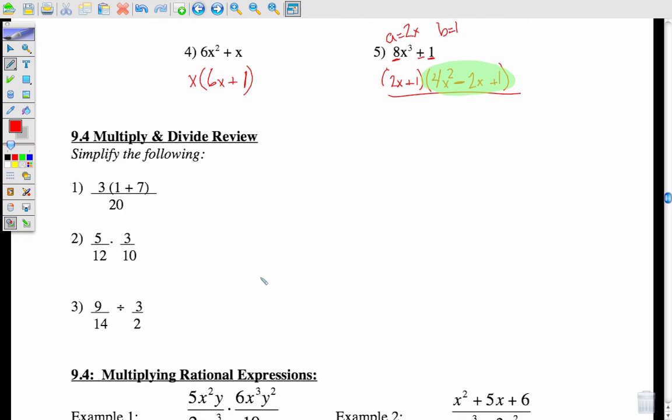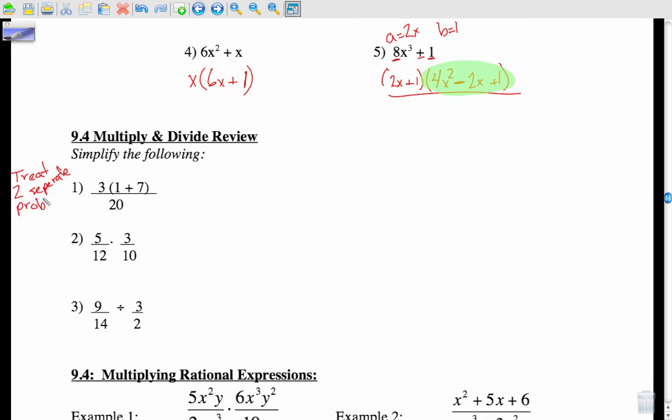Here's a quick review of multiplying and dividing fractions. We'll get into adding and subtracting in the next one. Here's going to be my suggestion for you. Number one, if you see a problem like this where you have a bunch of stuff on top and maybe you even have a bunch of stuff on the bottom, you need to treat this as two separate problems. Meaning I'm going to do the top all by itself, then I'm going to do the bottom all by itself, and then see if I can put them together.